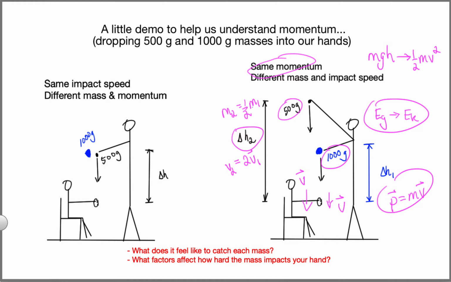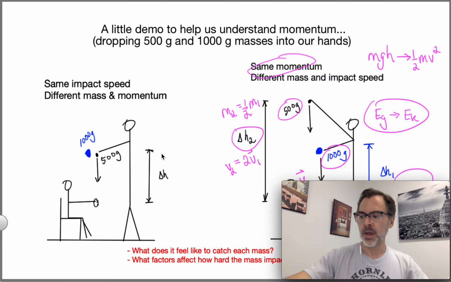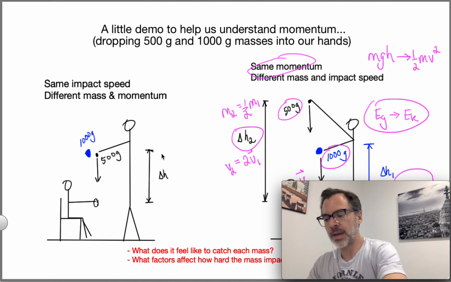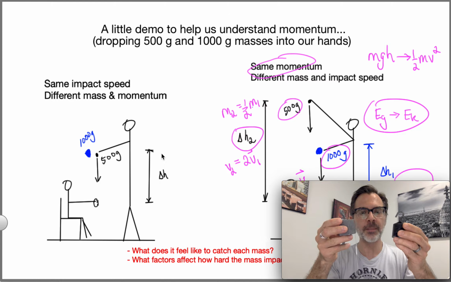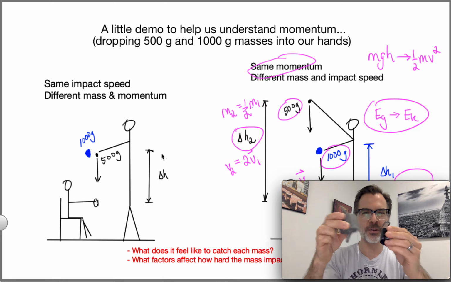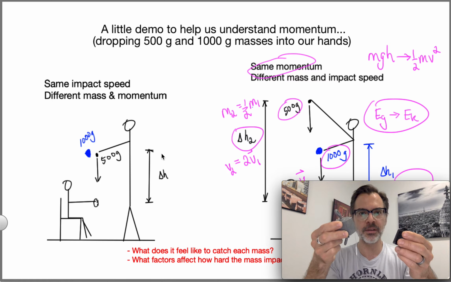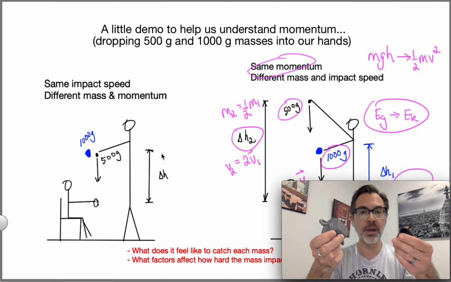Now, I'm going to pull myself back in here so I can talk to you for a moment. I have two masses at home here that I took from school before they closed it up. One is a 200 gram and one is a 500 gram. So the ratio is 2.5 to 1, but you get the idea. You probably don't have these kinds of masses at home. I don't even know if you have a scale.